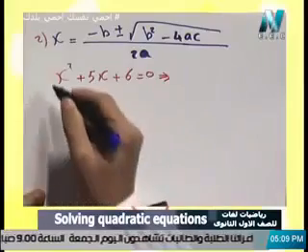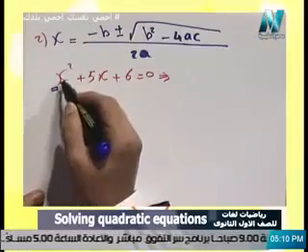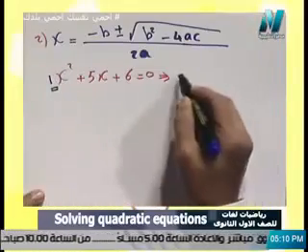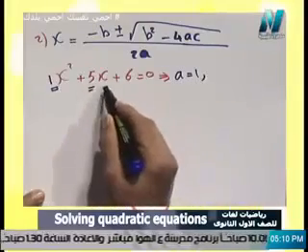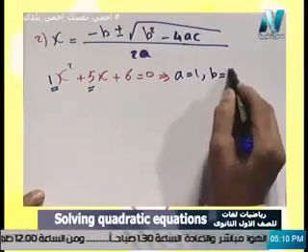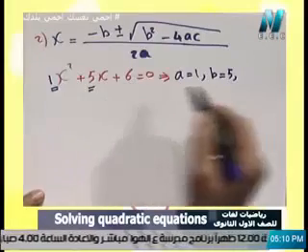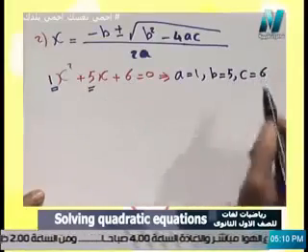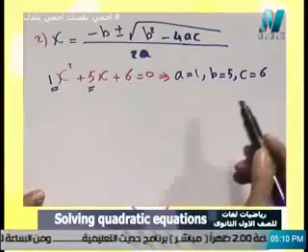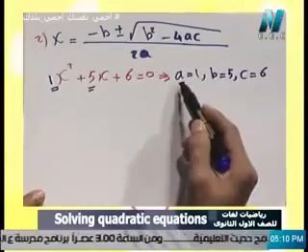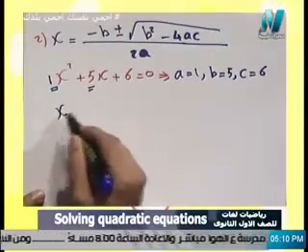Here we have a. A is the coefficient of x power 2. What is the coefficient of x power 2 here? It will be 1. So a equals 1. And b is the coefficient of x, so b equals 5. And c is the absolute term, which is 6, so c equals 6. A equals 1, b equals 5, and c equals 6. And we will substitute here by a, b, and c. So to solve this equation, we put x.